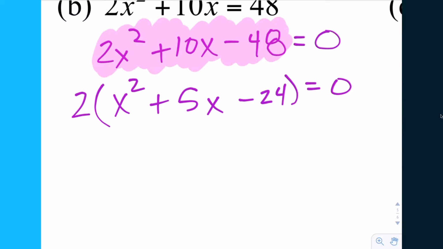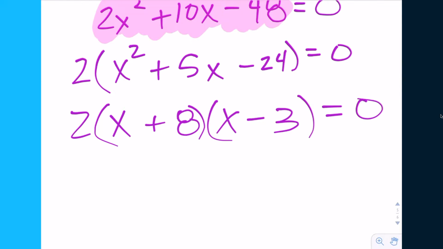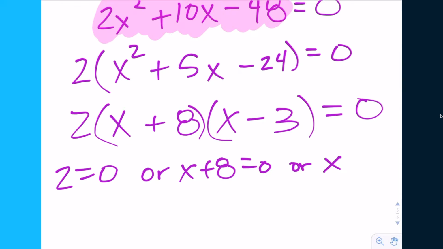Okay, so now it's the easy variety. Factors of negative 24 that add up to 5. Yeah, an 8 and a 3, and it's got to be a positive 8 and a negative 3. There you go. Now, here's where the zero product property comes in. I have 3 factors there. The zero product property says any one of them might be 0, but for sure one of them is. So let's go ahead and do that. The zero product property says either 2 equals 0, or x plus 8 equals 0, or x minus 3 equals 0.